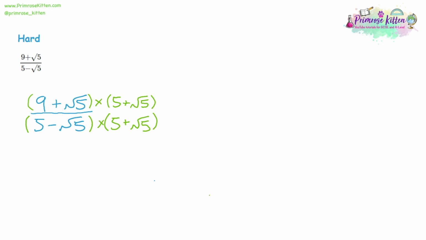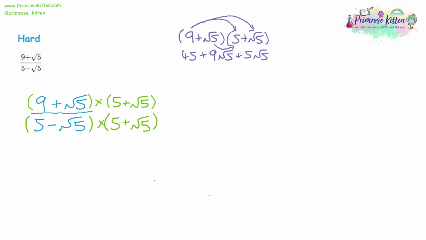So let's do the numerator first. So we have 9 plus root 5 multiplied by 5 plus root 5. So multiplying everything together, we're going to have 9 times 5 is 45. 9 times root 5 is 9 root 5. Root 5 times 5 is 5 root 5. And root 5 times root 5 is 5. And notice the middle two terms are the terms with the roots on them, and the terms simplify.